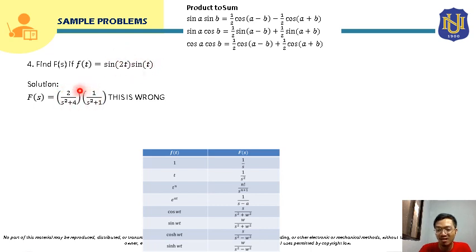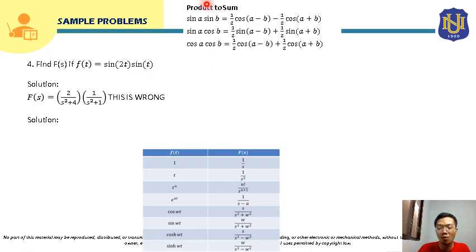So this is a wrong solution. This is not the linearity of the Laplace transform, so we cannot do this. This is a wrong answer. To solve this, since this is a product of sine 2t and sine t, we have to transform the product sine 2t sine t into its equivalent sum or difference.